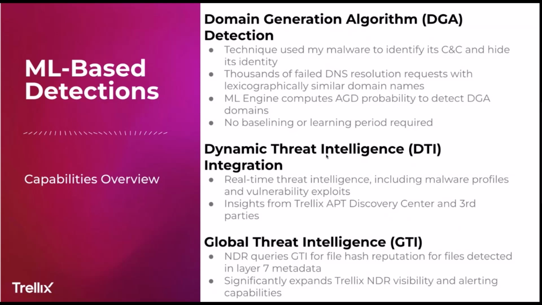And then the global threat intelligence integration allows NDR to query the GTI for file hash reputations for files detected in layer 7 metadata. So what this means is, in addition to the primary detections that we get from our individual sensors, as they're gathering and sending that layer 7 metadata up to NDR, we're also doing that file reputation lookup, which allows us to really cover a broader set of information. So that if we see a file on the network, even though it may not have passed directly through one of our sensors, we're able to do that file hash match and provide an alert.